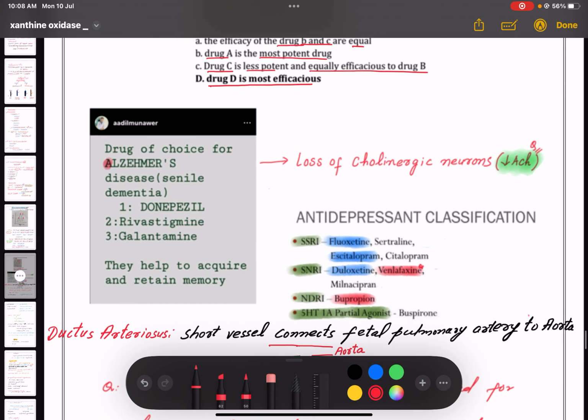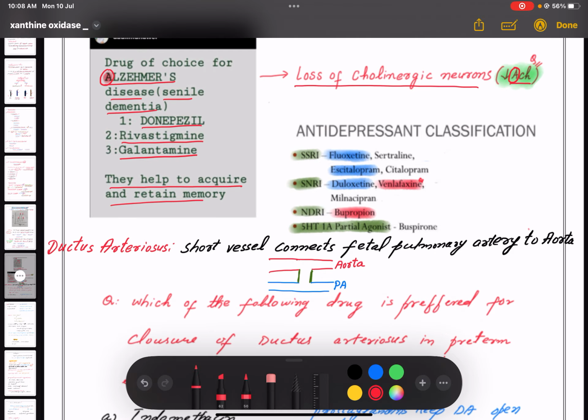Now let's talk about another important topic, that is Alzheimer's disease. Alzheimer's disease is also known as senile dementia, in which there is loss of memory. In Alzheimer's disease, there is loss of cholinergic neurons. Cholinergic neurons secrete acetylcholine, and there will be a decreased amount of acetylcholine in Alzheimer's disease. A for Alzheimer's, A for acetylcholine. The drugs of choice for Alzheimer's disease are donepezil, rivastigmine, and galantamine. These drugs help to acquire and retain memory.